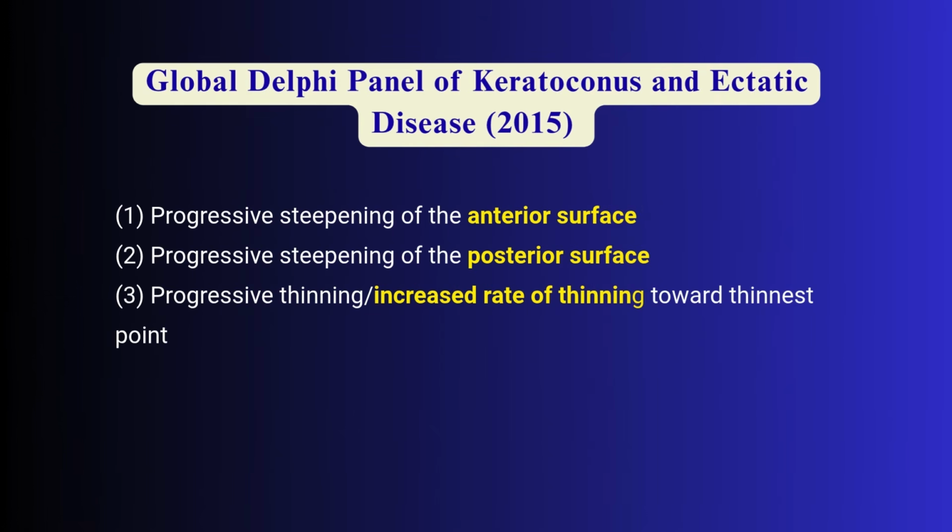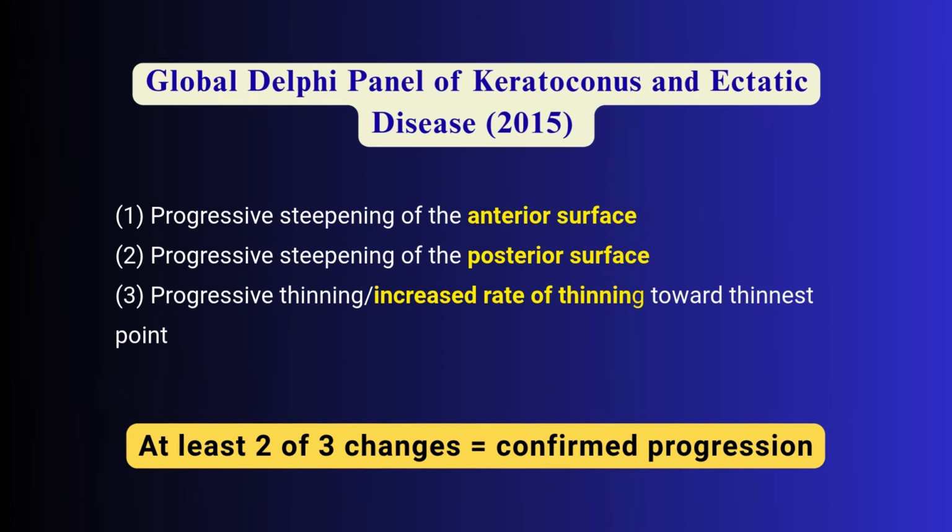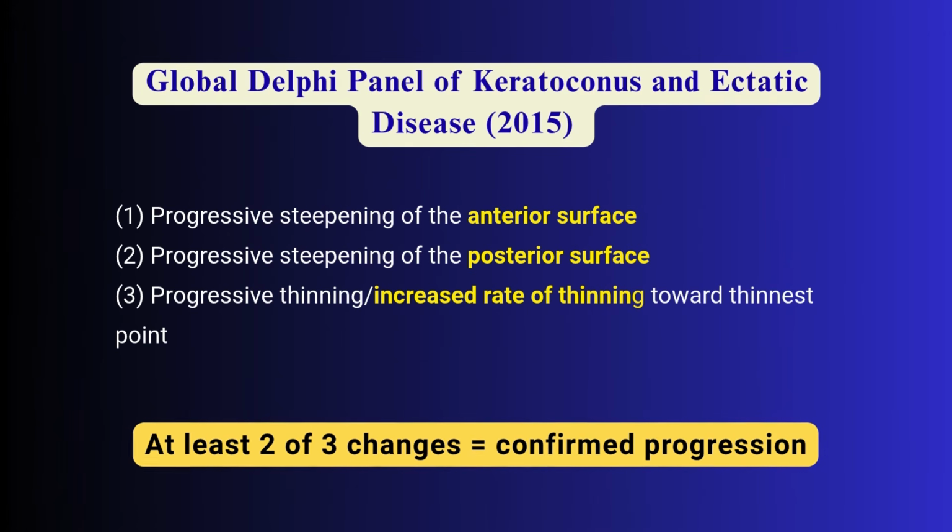Alternatively, the Global Delphi panel gives us three criteria: progressive steepening of the anterior surface, progressive steepening of the posterior surface, and progressive thinning or increased thinning rate. If two or more of these are present, then the disease is said to be progressive. So, for the beginners, I would advise you to remember the Global Delphi panel.